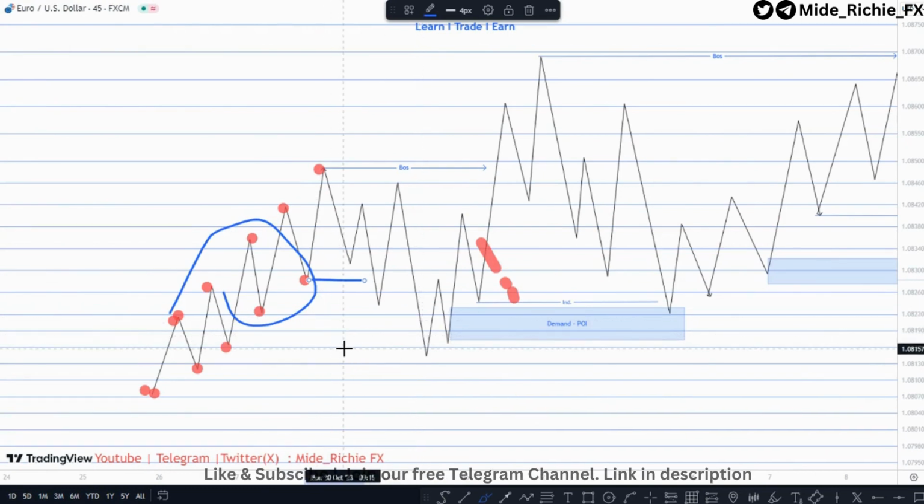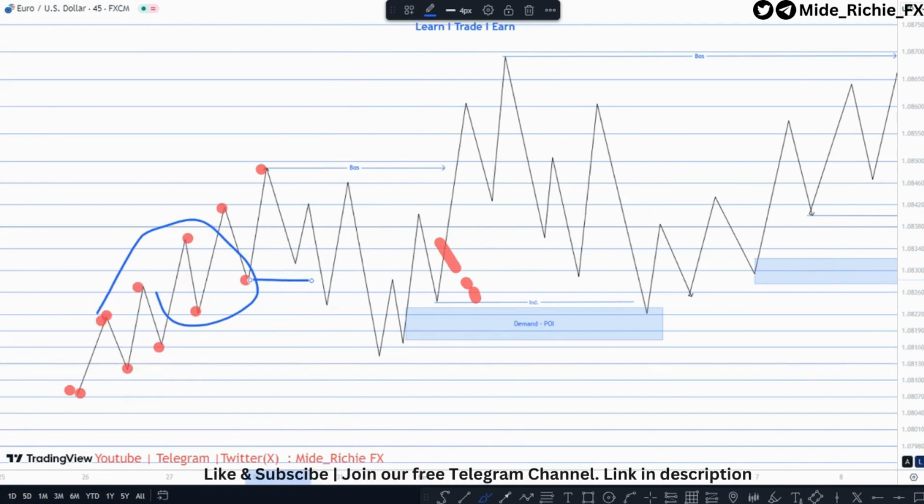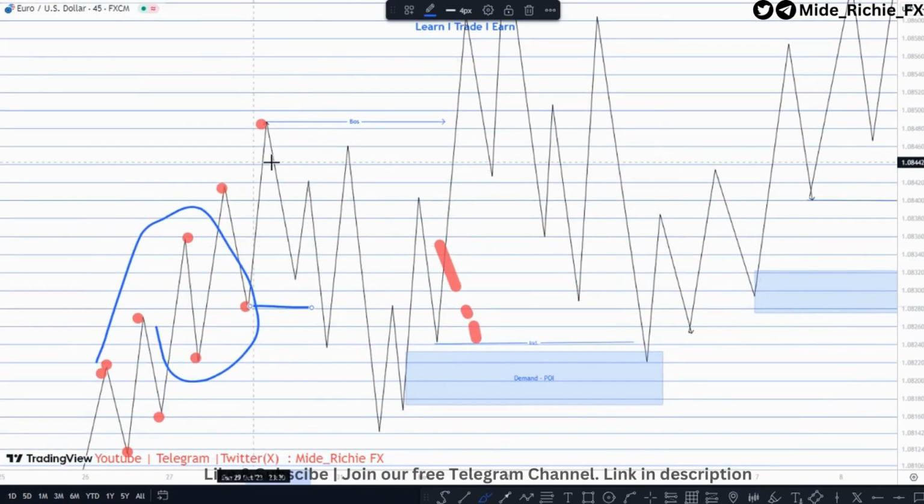So what do we use the internal change of character for? We just use it to give us a retracement back to a demand zone that will likely push the market back up, or for it to continue its main structure. Vice versa for the bearish market structure, as you guys can see.